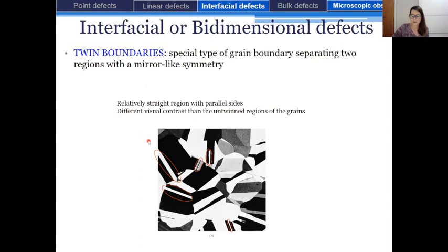And when we observe a metal that has twin boundaries, we observe these very particular shapes. This is obtained by optical microscopy, and you can see that there are relatively straight regions with parallel sides, and they have different visual contrast than the untwinned regions of the grains. And so we can recognize in that case these twin boundaries right here in this material, because they have these specificities.